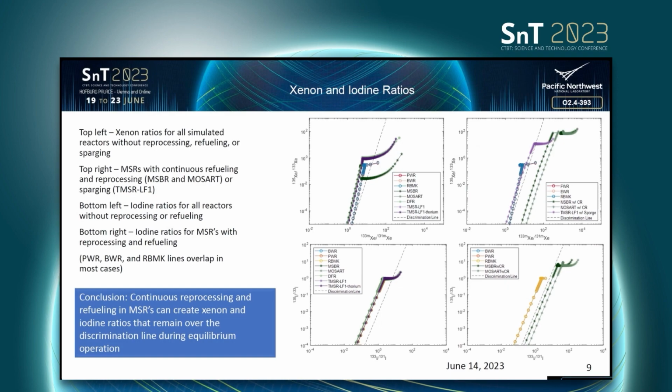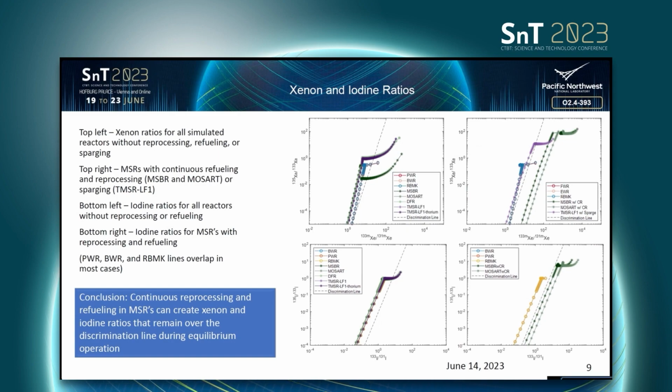And unsurprisingly, it looks an awful lot like a traditional reactor. There is not a lot of difference there. Your xenon hangs out a little longer on the right side of the discrimination line, but it hits equilibrium pretty quickly, and you're on the left of the discrimination line. The real concern is those two plots on the right, where the MSBR and Mozart are doing reprocessing and refueling, and the TMSR is doing sparging.